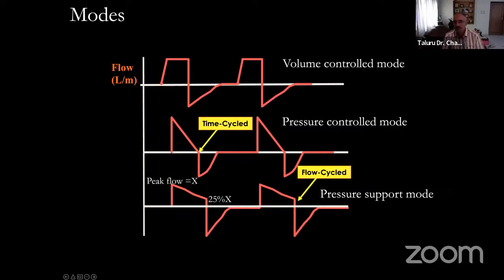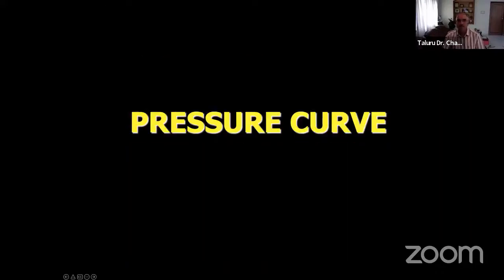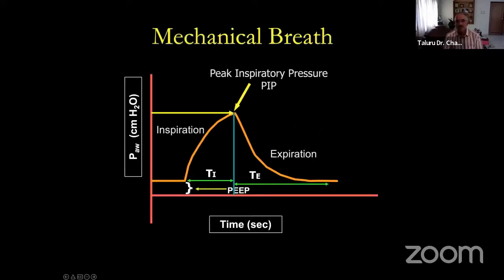If the peak flow is X, at 25% of the X, it cycles. It is adjustable. By default, it is like that. You can bring it down. You can bring it up. Bring it up means at 50% here, 75%, you are shortening the inspiratory time. If you are shortening the inspiratory time, obviously, you have to increase the peak flow, which is called the rise time in pressure modes. So this is something all of us understand. This is how it will be.